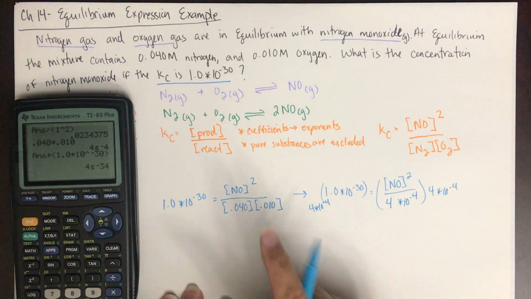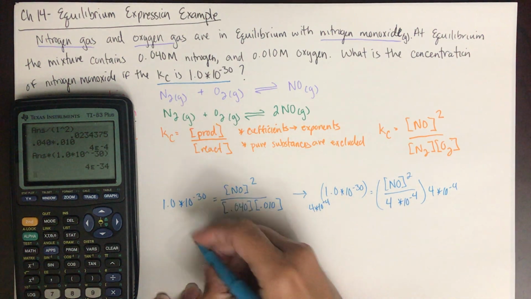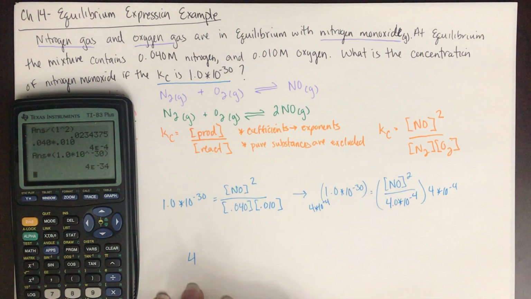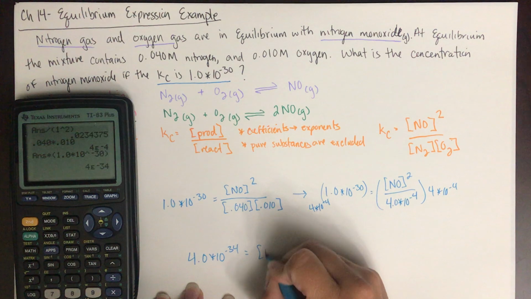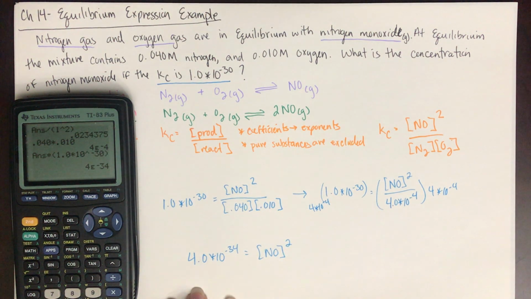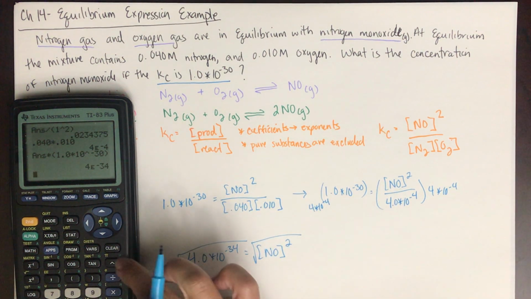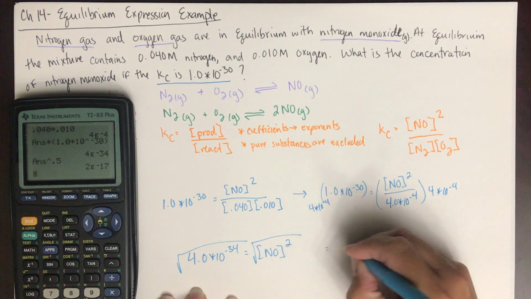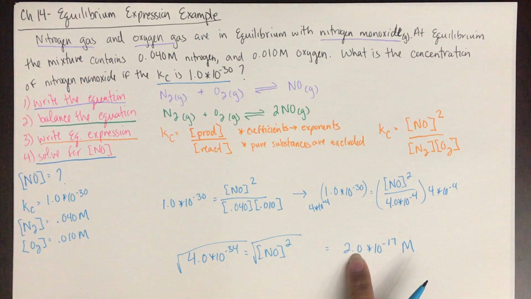So now I'm going to write this out again. So now this 4 times 10 to the negative 4th times 1 times 10 to the negative 30th equals 4. I'm going to just write 0.0 in all of these just to maintain correct significant figures. 4.0 times 10 to the negative 34th equals the concentration of nitrogen monoxide squared. Well, I just want the concentration of nitrogen monoxide, not nitrogen monoxide squared. So I'm going to take the square root of both sides, and I'm going to get 2.0 times 10 to the negative 17th. It's 2.0, and its molarity.